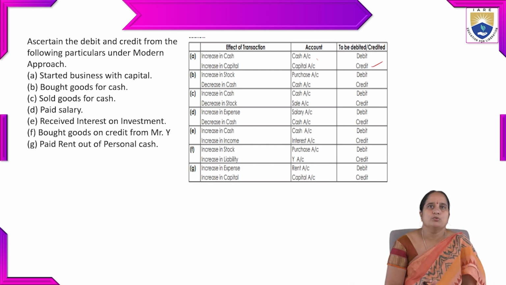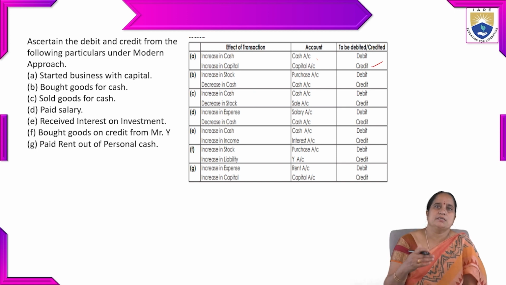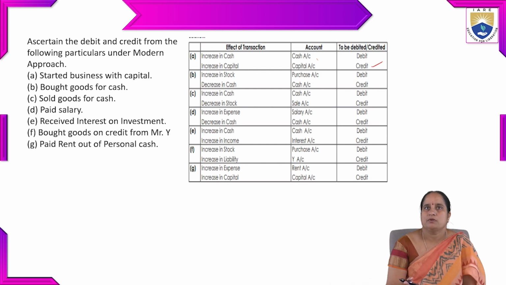Then bought goods for cash. It means that there is an increase in stock. So the type of account is known as purchase account, and whenever you find an increase in stock, we have to mention it on the debit side. Decrease in cash, related to cash account, should be mentioned on the credit side. And third, sold goods for cash, increase in cash. As we sold the goods, we generated some revenue. So as there is an increase in cash, that should be mentioned on the debit side in the form of cash account.